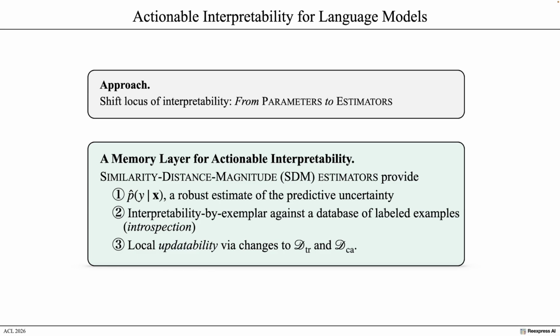It will also provide interpretability by exemplar against instances with known labels. The estimator will also inherit the updatability properties of instance-based metric learners, so we'll gain an additional means of adapting conditional branching decisions beyond in-context learning, retrieval, and tool calling.